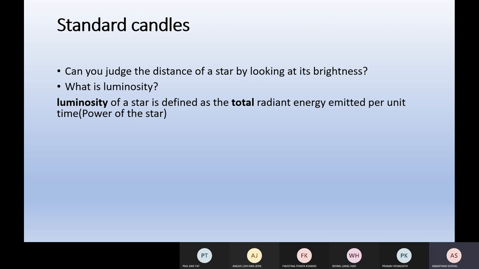The bigger the star and the greater the surface temperature of the star, the higher its luminosity. Power of a star is luminosity. Okay, what's the unit? Of course, the unit for power is watts, right? So the unit of luminosity should be what?